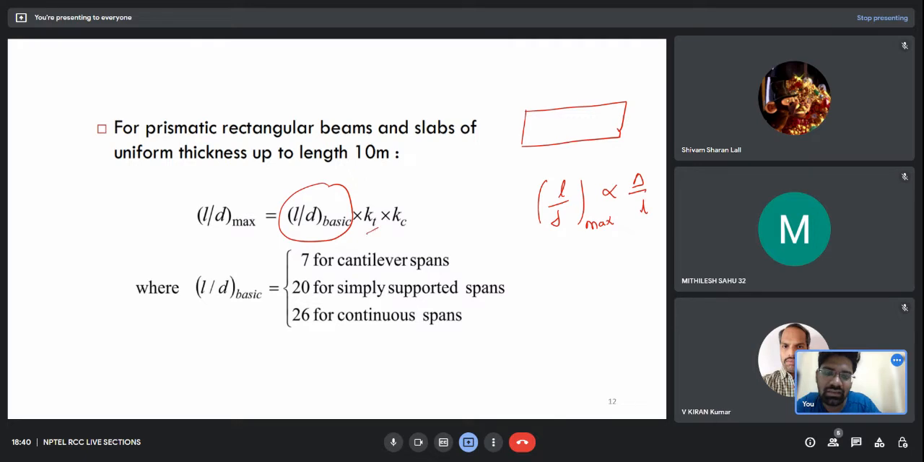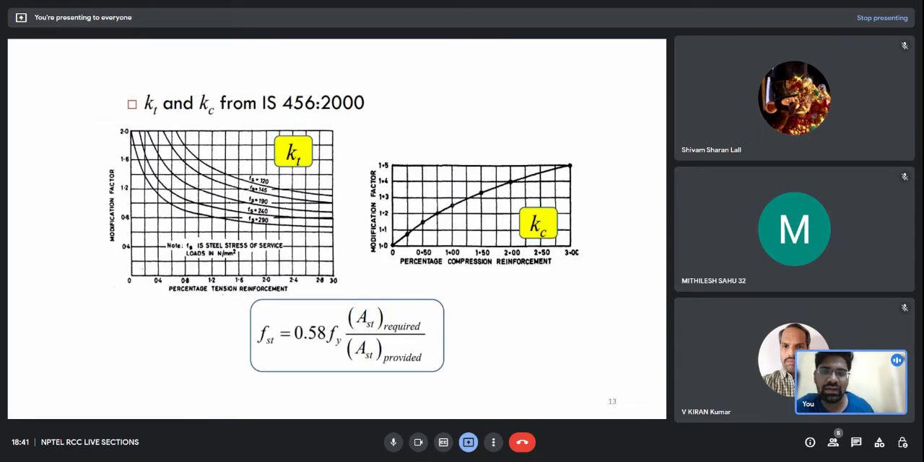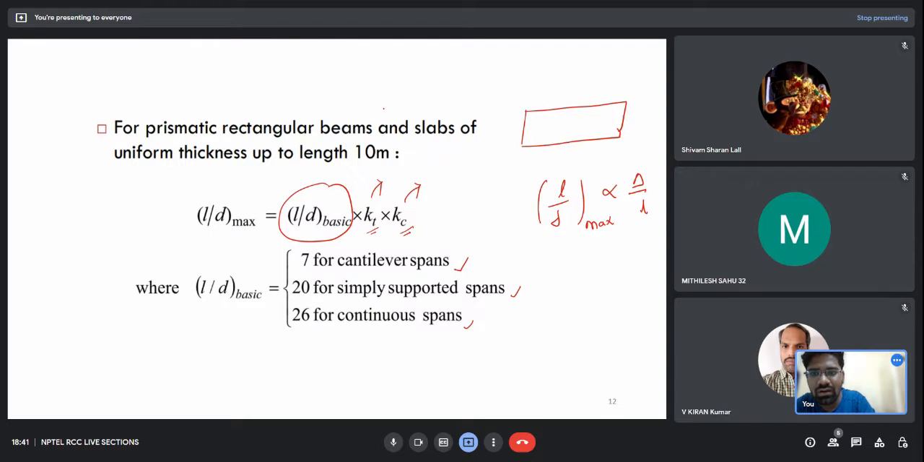So what are KT and KC? They are nothing but modification factors based upon the percentage of steel in the tensile zone and in the compression zone. And L by D basic has been specified by the code for different types of beam. So L by D for a cantilever beam is 7, L by D basic for simply supported is 20, and 26 for continuous span. And from where do we get this modification factor? So just remember, the L by D ratio should not exceed this value, L by D basic into KT into KC.